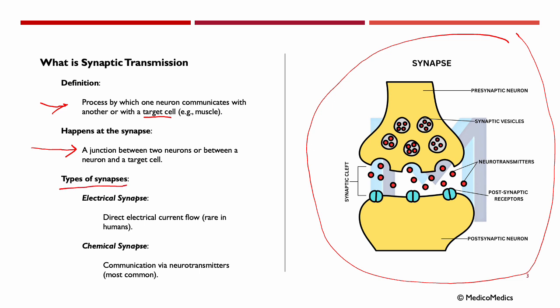Now, there are different types of synapses. We have electrical synapses where there is a direct electrical current flow, but this is rare in humans. Then we have the common one, which is a chemical synapse. This is communication via neurotransmitters, and this is the most common one. So synaptic transmission is like passing a note from one cell to the next. It's how signals travel in your body. Now let's explore the structure of a chemical synapse to understand how it works.